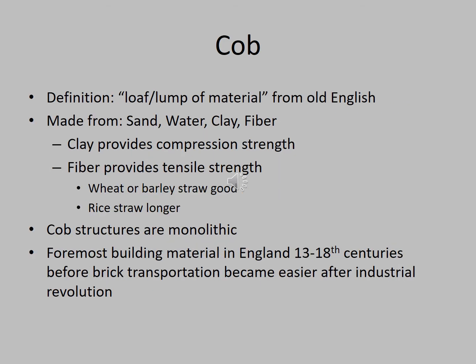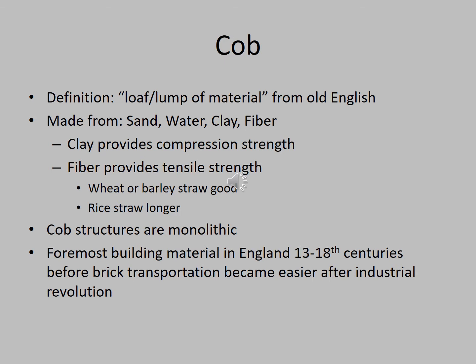The clay inside the cob mixture provides the compressive strength, vertical up and down. It can hold something up like the rest of the wall. And the fiber provides the tensile strength, the lateral strength. It holds the cob wall together from side to side. And the fiber is usually wheat or barley straw or rice straw. In the past, like I said, it was manure. And of course, clay provides the compressive strength of that piece of cob.